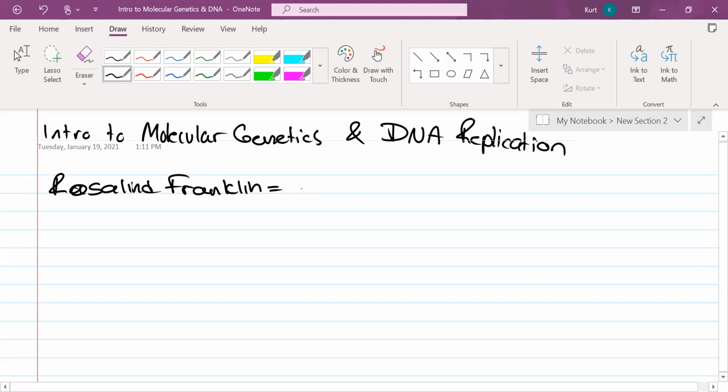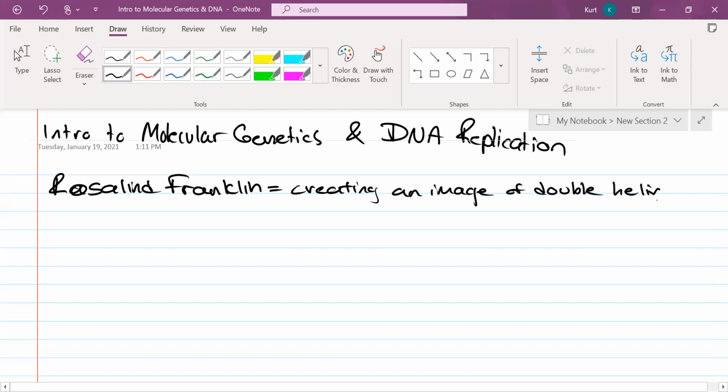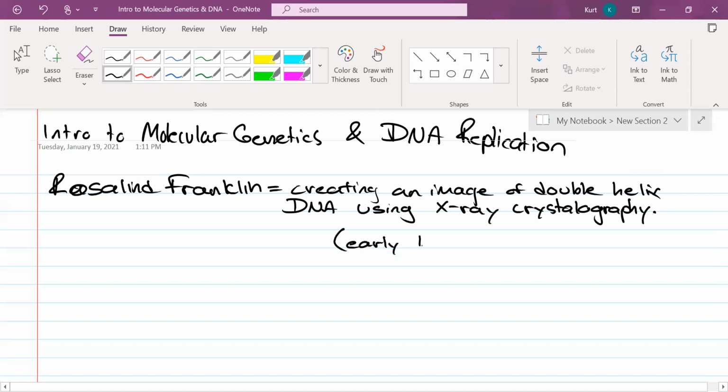Rosalind Franklin is credited for creating an image of DNA, a double helix DNA to be exact, using X-ray crystallography. This was the early 1950s, by the way. So it's not even 100 years old, our full understanding of DNA. It's still a relatively new science.